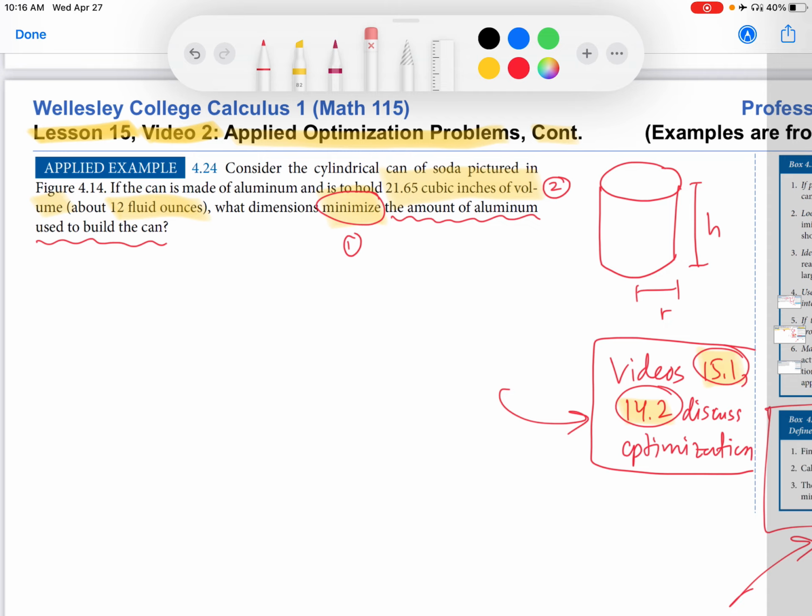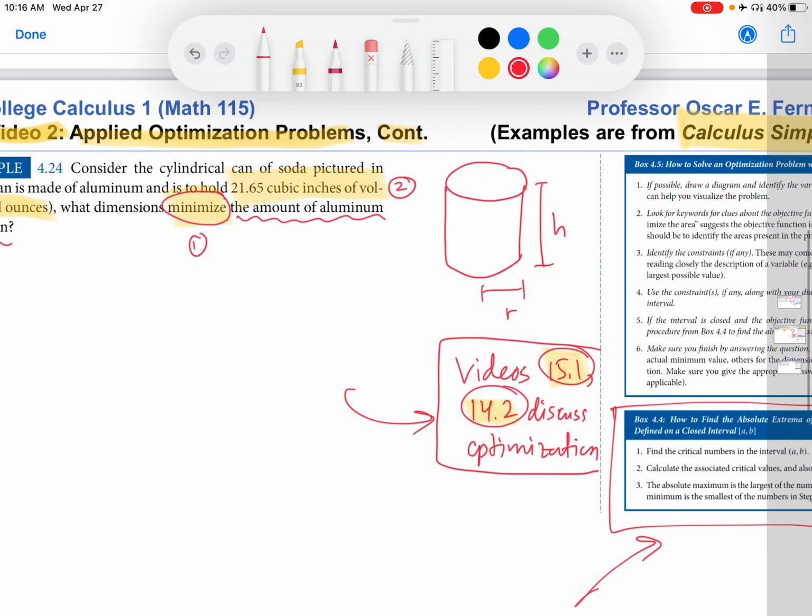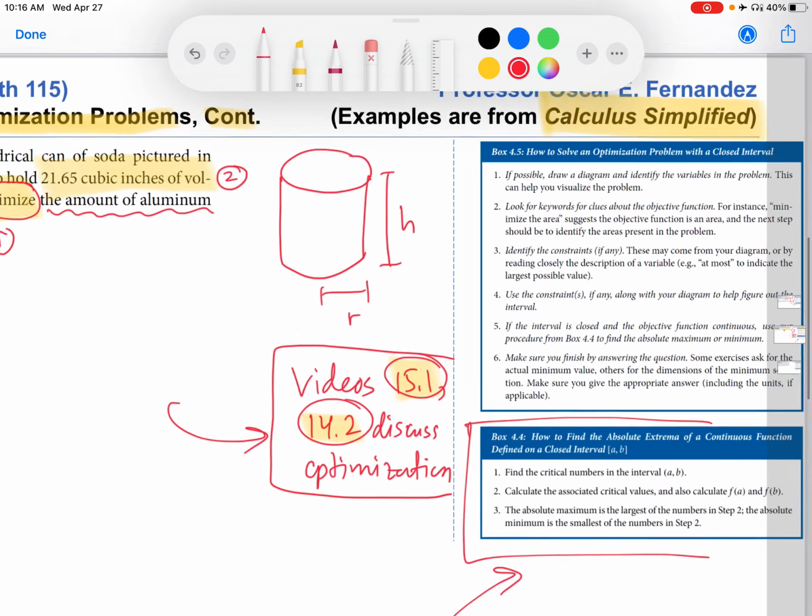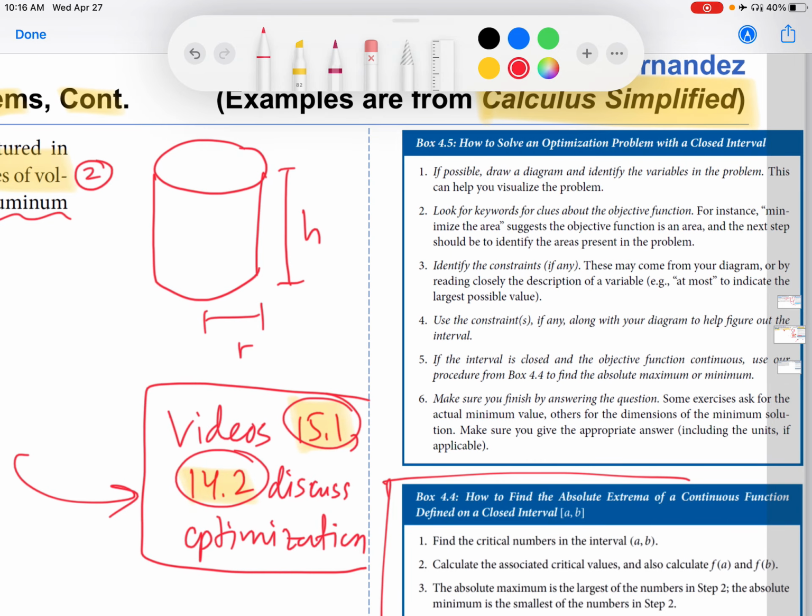So the first thing that I want to do, I'm going to go to the right and follow my box procedure here. Again, you don't have to follow this procedure, but it's nice to have a procedure to lean on. As you get more comfortable with optimization problems, you might find a procedure that works for you, but if this is one of the first times you're doing it, it's nice to have a set number of steps that you can follow. So let's look at this number 1 here.